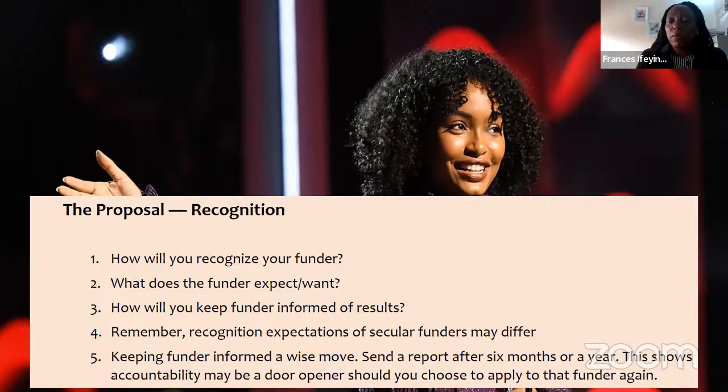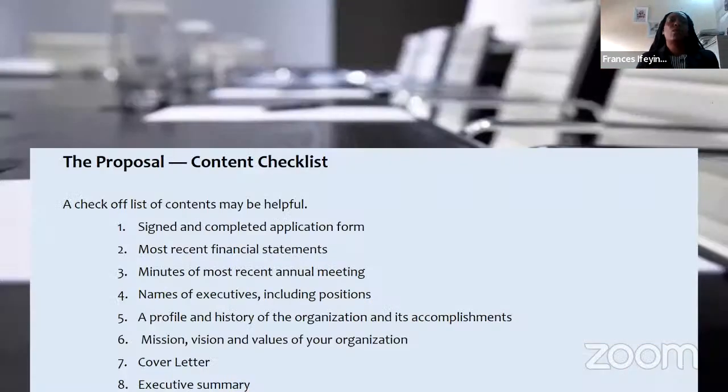We must always remember that recognition expectations of secular funders may differ based on the organization and what they stand for. But above all, keeping the funder informed is very important. Sending reports as and when due is very important. Why? Because this shows your funder or donor accountability for tomorrow. All right?